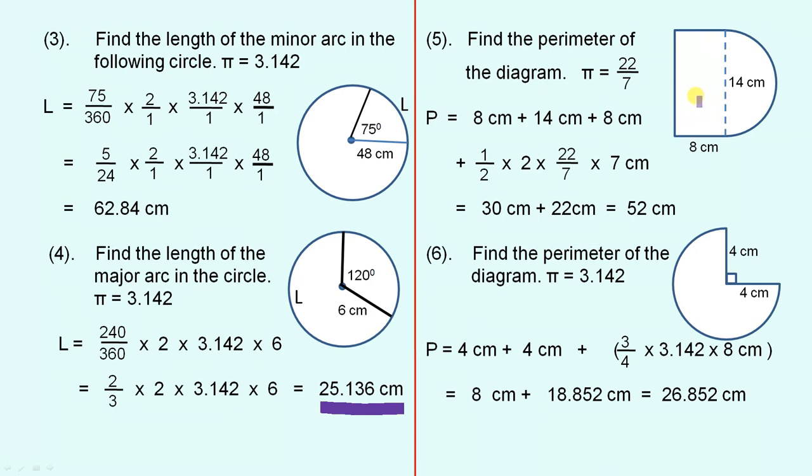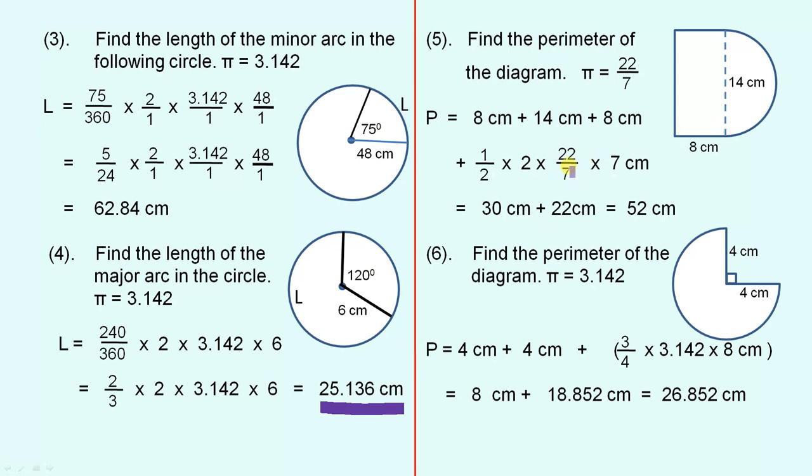Over here, find the perimeter of the diagram. Now here we have a rectangle, and that's half a circle. Okay, so for the rectangle part here, we have 8 centimeters plus 14 centimeters plus another 8. So that gives us those three sides. That section there is half the distance around a circle. So it's half times 2 pi r. Okay, you could also use pi d if you wanted, but see here, the diameter is 14 centimeters.